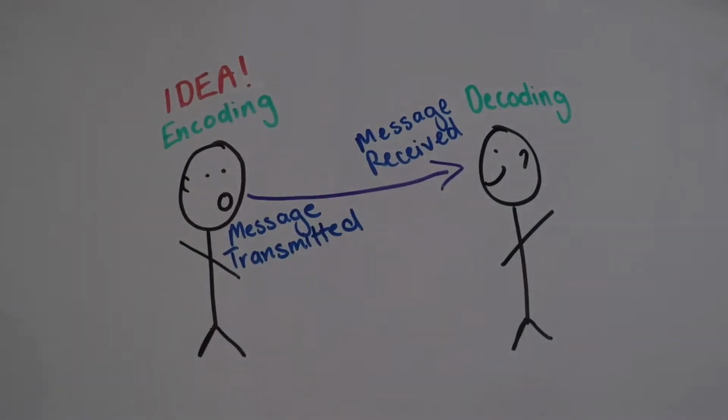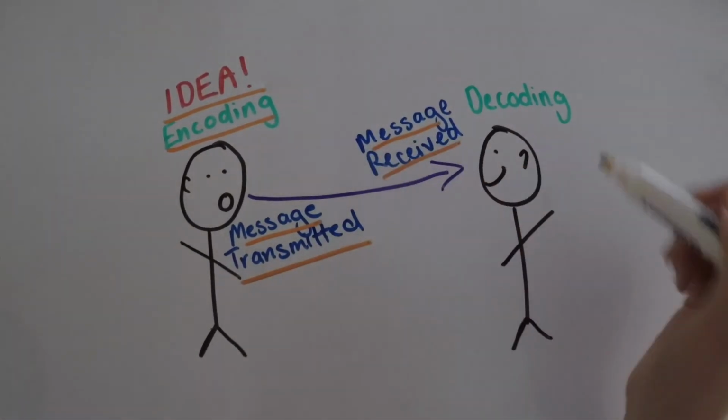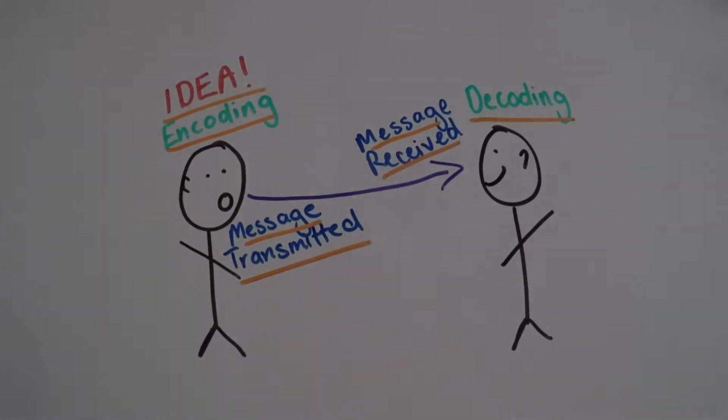The listener understands what has been decoded in a certain way and may then provide feedback to the speaker about what has been heard. So, to summarize, the speaker on the left has an idea that gets encoded. Then the encoded message is transmitted and received by the listener. The message is then decoded. This whole process is influenced by cultural background, physical and mental health, and a listener's previous experiences with the person who is communicating the message.